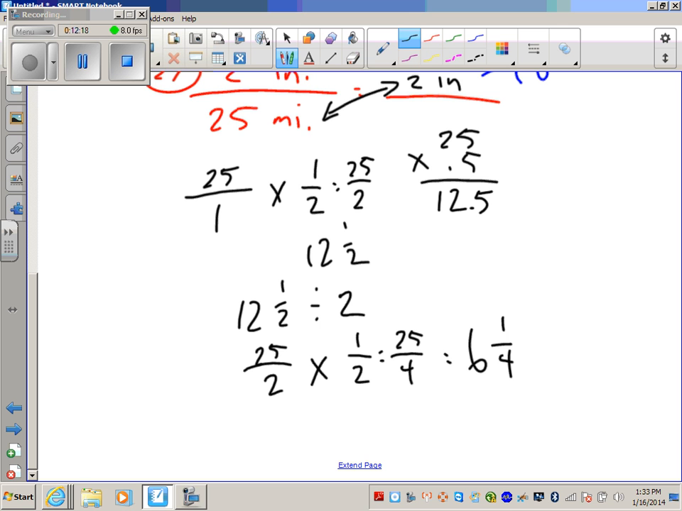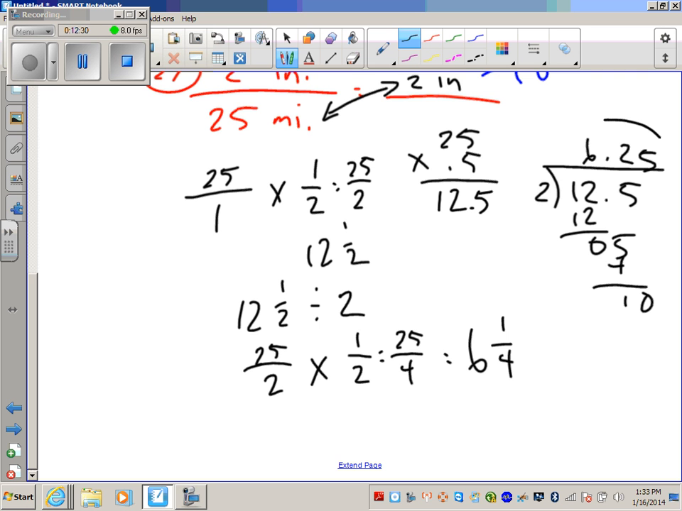Decimal-wise, if I had 25 and I divide it by 2, 2 into 12, 6. Into 5, twice. Into 10, that. Is 6 and 25 hundredths the same as 6 and 1/4? Yeah, it's the same thing. It just depends on which way you prefer.